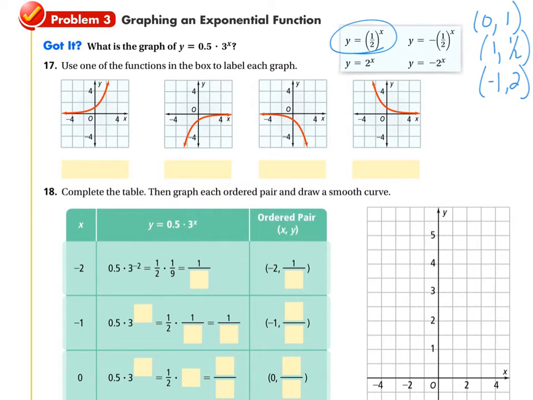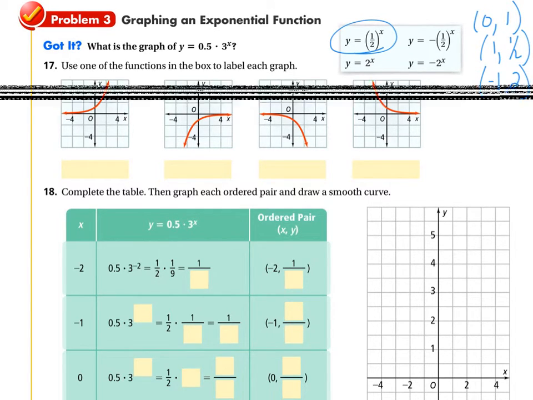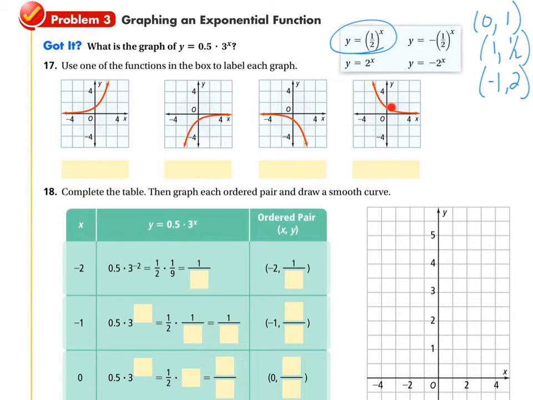So when x is 0, y is 1 applies to this one and this one. When x is positive, it got smaller, so this one goes away. Let's try the next point. When x is negative 1, y is 2. So this is the graph that works for y equals 1/2 raised to the x.